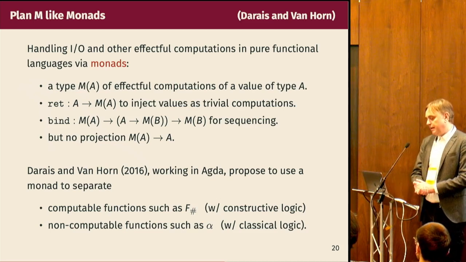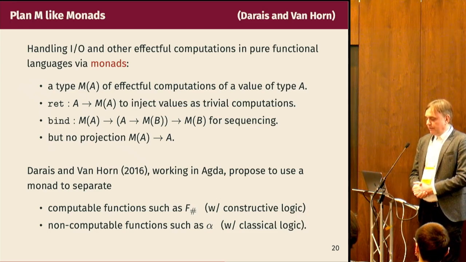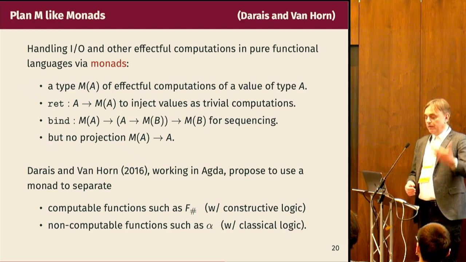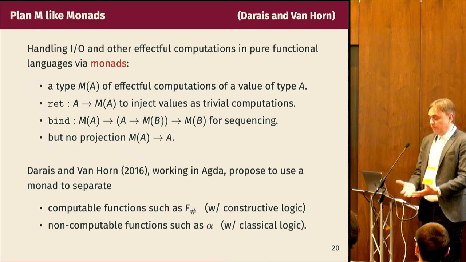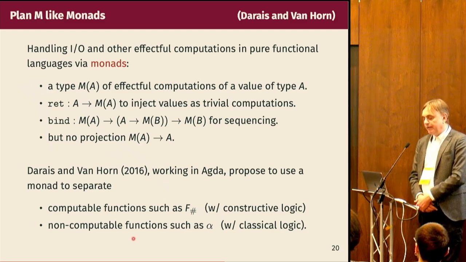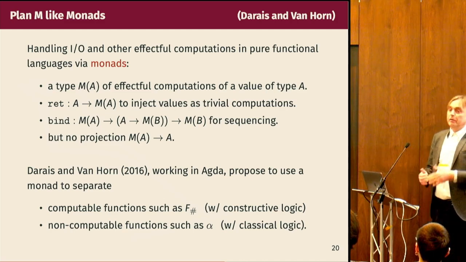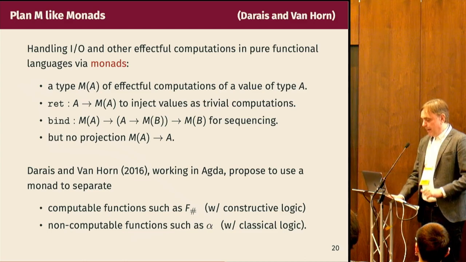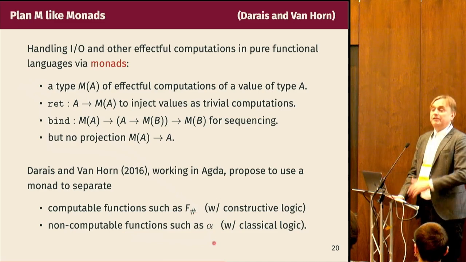And the observation of Darais and Van Horn in 2016, and they were working in Agda at the time, is that we could use a monad to separate computable functions such as f sharp, which the abstract operator in the end must be computable, and that can only use constructive logic, and separate that from non-computable functions such as alpha, which will live in a world they call the specification monad, where you can also use classical logic if you want. And the separation would guarantee that in the end, the F-sharp you compute would be free of specification effects.